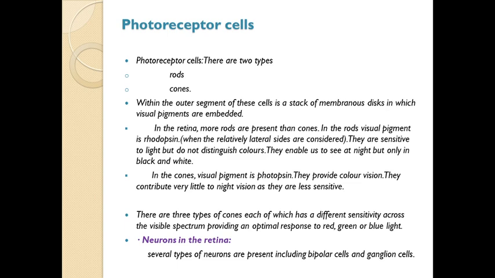And when cones are considered, there are three types of cones which have different sensitivity across the visible spectrum, providing an optimal response to red, green or blue light. That means there are three types of cones, and each of these cones can distinguish three different colors, red, green or blue light. So accordingly, there are three types of cones. Then when the neurons are considered, what we have to know is that in the neuron layer there are two types of cells, bipolar cells and ganglion cells.